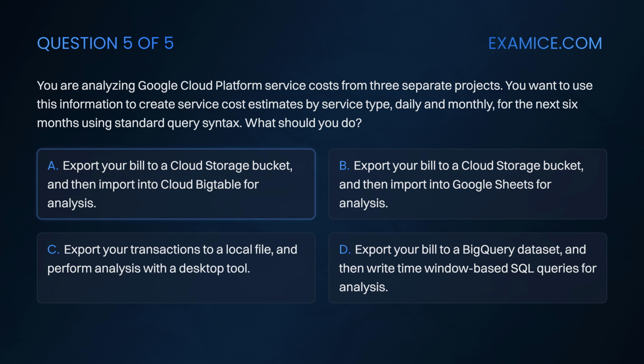Option B, export your bill to a Cloud Storage bucket and then import into Google Sheets for analysis. Option C, export your transactions to a local file and perform analysis with a desktop tool. Option D, export your bill to a BigQuery dataset and then write time window-based SQL queries for analysis.